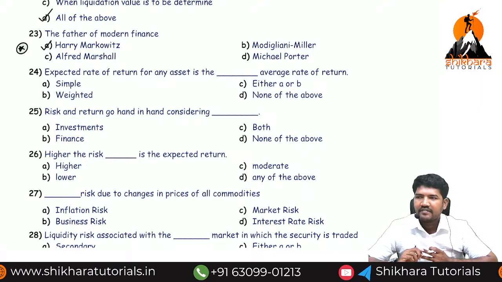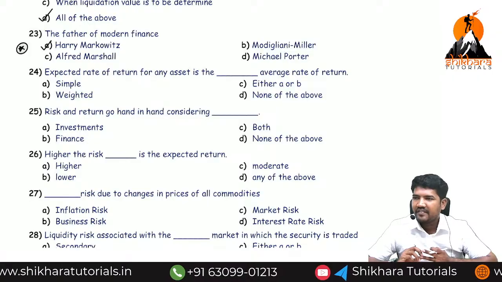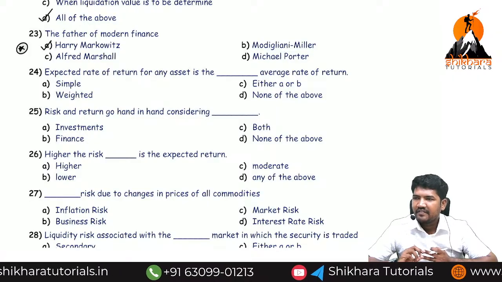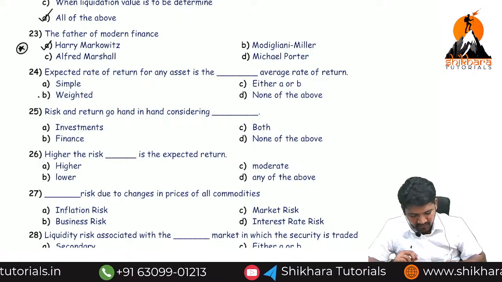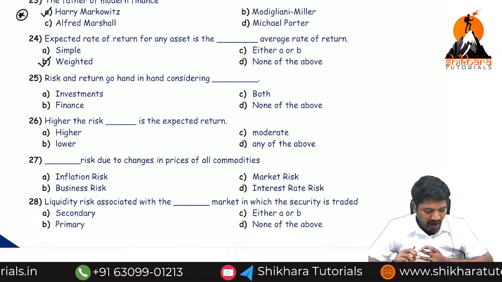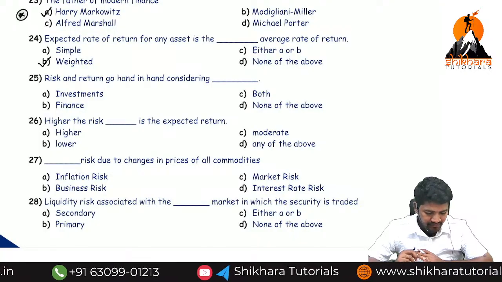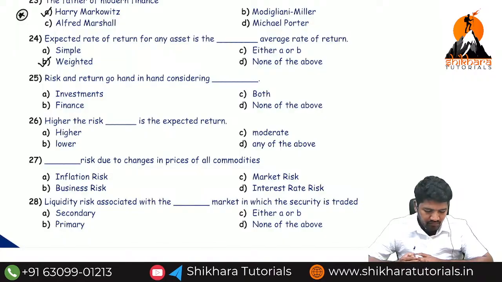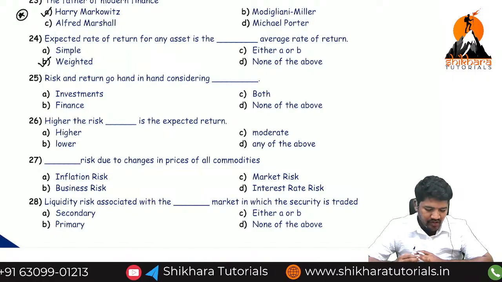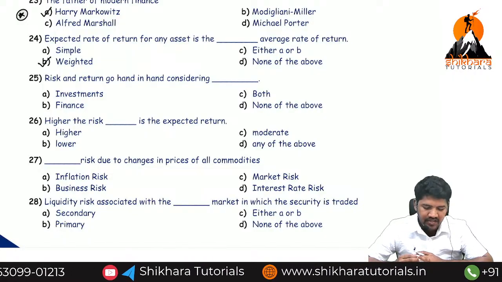When it comes to MCQ number 24, the expected rate of return for any asset is a dash average rate of return. Simple or weighted? Weighted. There is a specific sentence: risk and return go hand in hand considering dash.